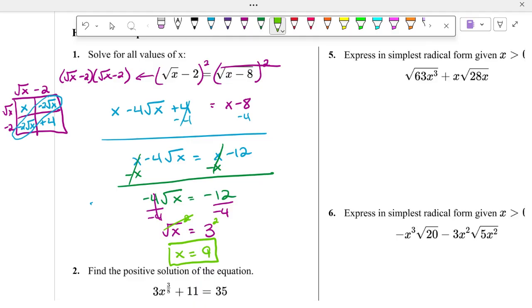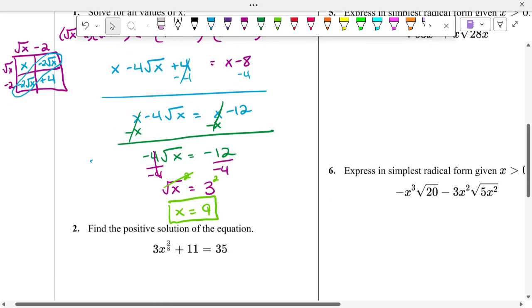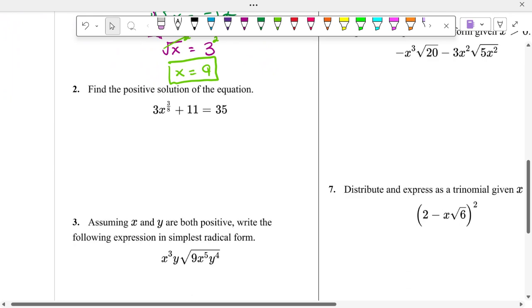So guys, in reality, these aren't particularly hard. It's just taking a skill that you already know how to do and applying it in a different context. You guys saw these when we were doing quadratics. You saw how to expand perfect square trinomials. It's essentially the same thing, but it's with square roots instead of x squareds. Any questions on number 1? All right, number 2.